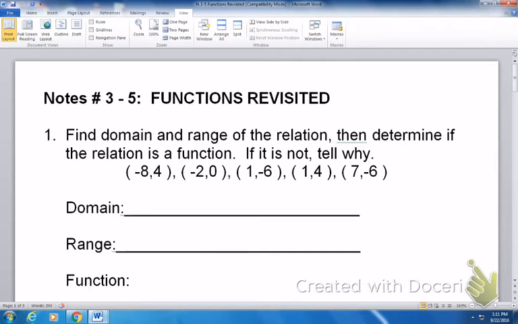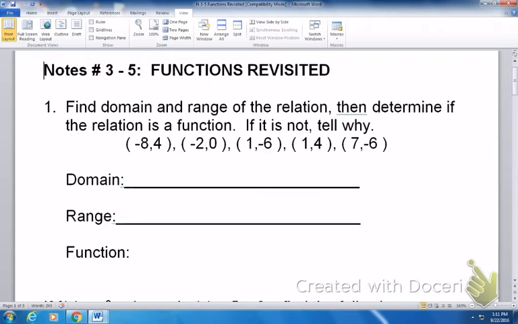So the first question, it says, find the domain and range of this relation, then determine whether it is a function. If it's not, we need to tell why. First, the domain. You got to remember, guys, domain means your x values.